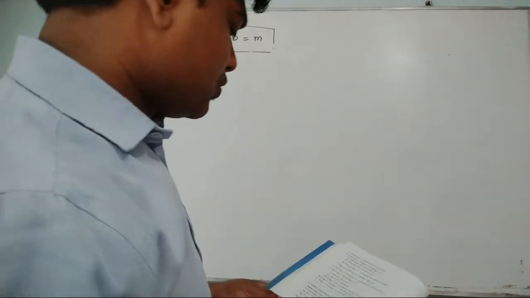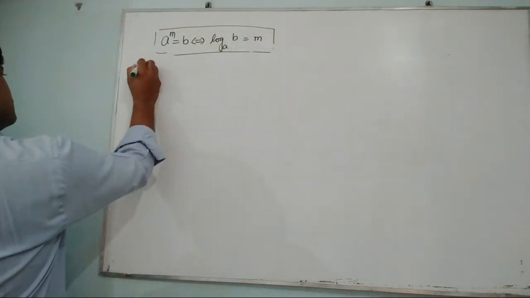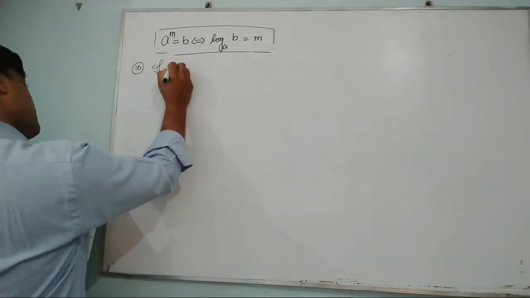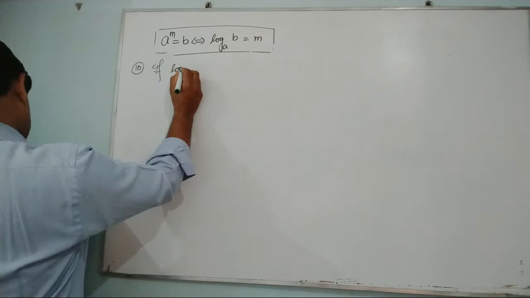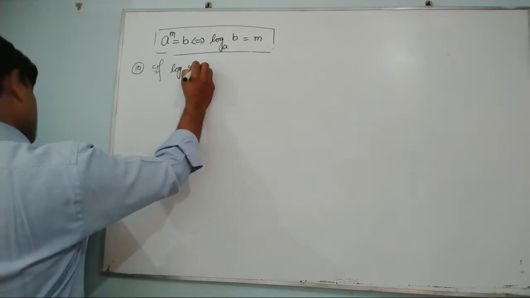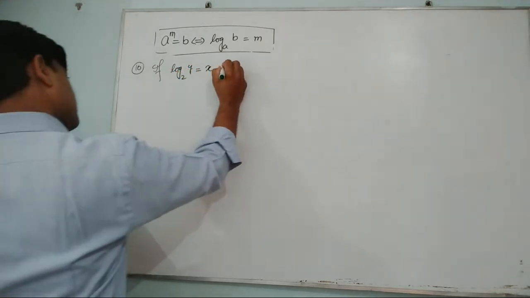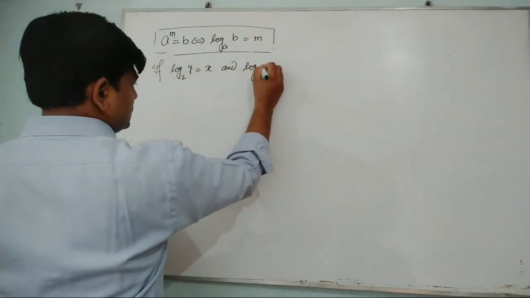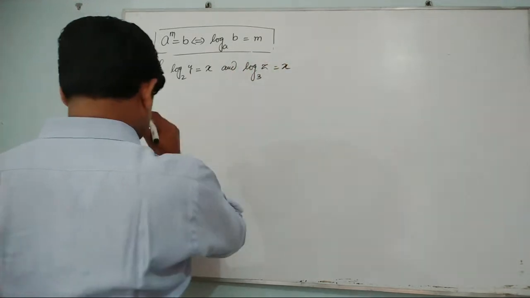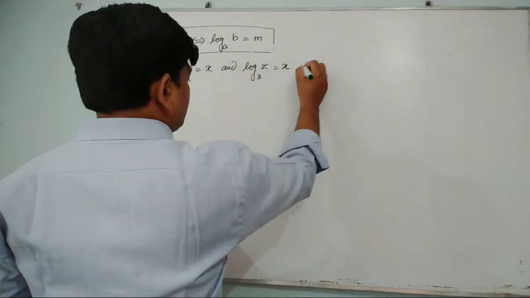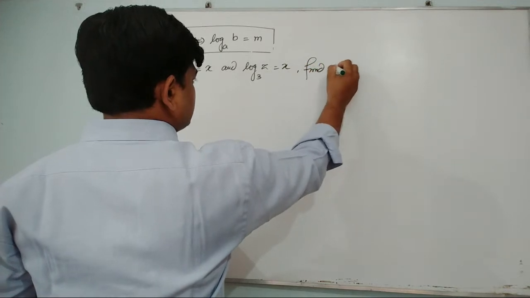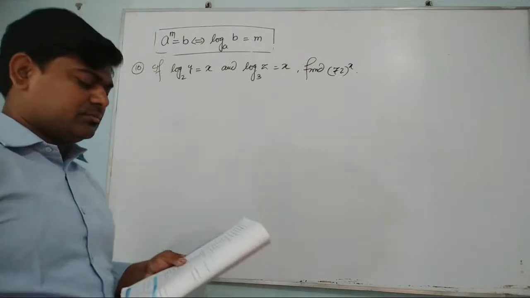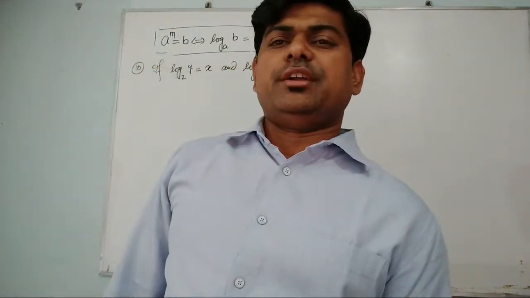Now see, question number 10. In question number 10, it's written: if log y base 2 is equal to x and log z base 3 is equal to x, then I have to find the value of 72 to the power x in terms of y and z. In terms of y and z, what should I do?